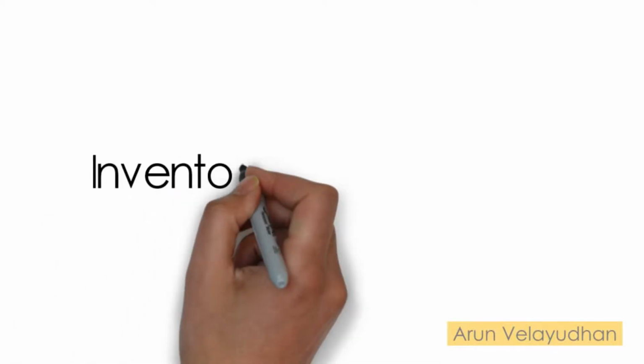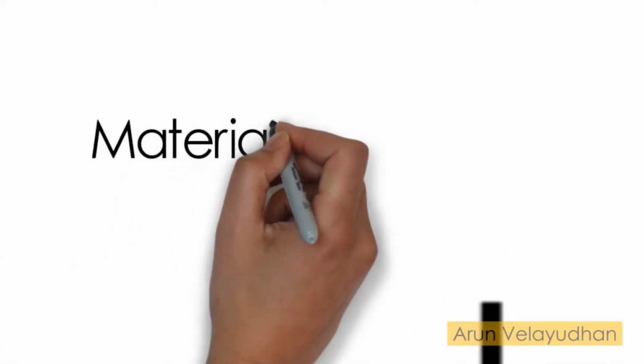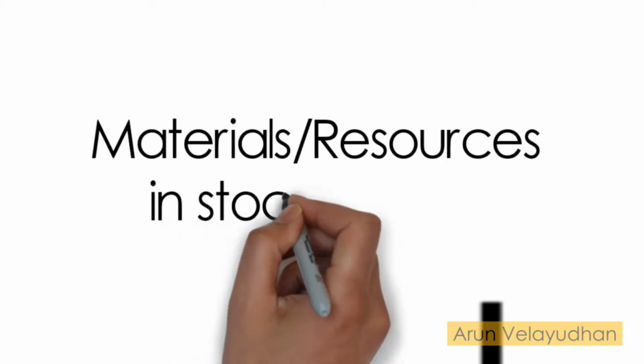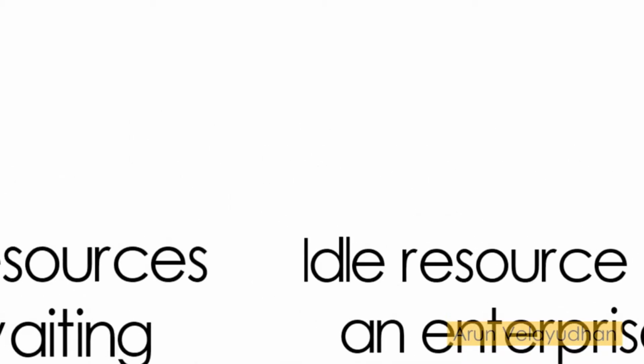So inventory management, what exactly is inventory? Materials or resources in stock which are waiting are usually referred to as inventory. So these are idle resources of an enterprise. You can say it is wealth that is waiting in a system.